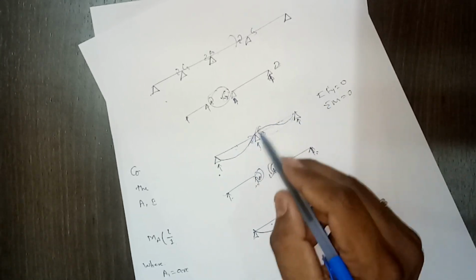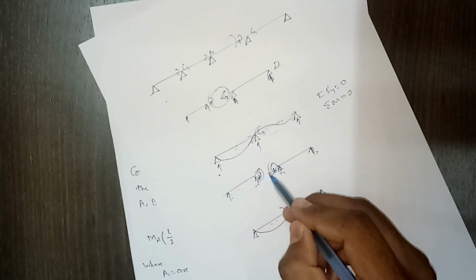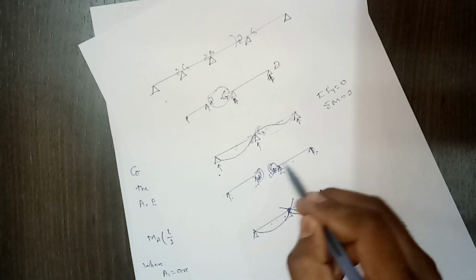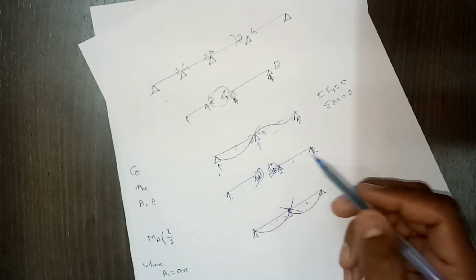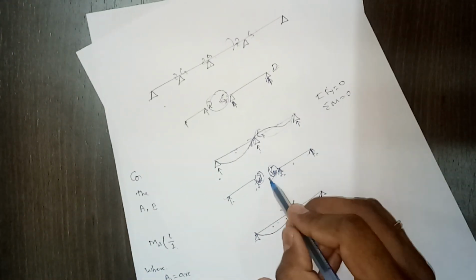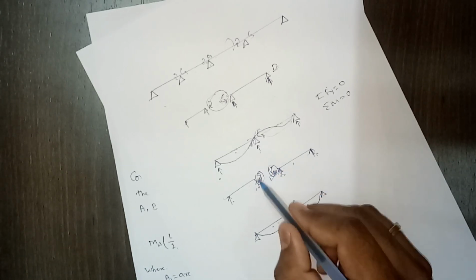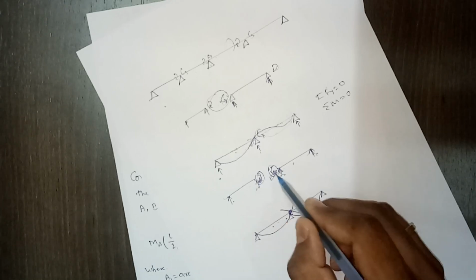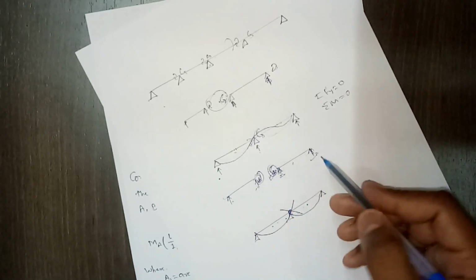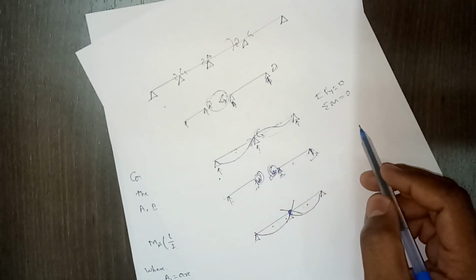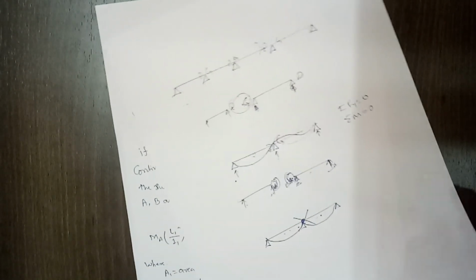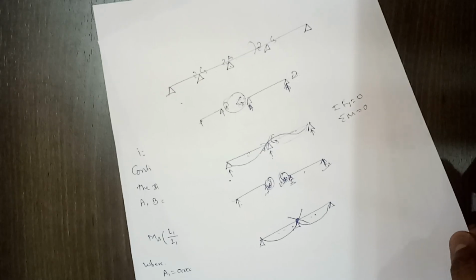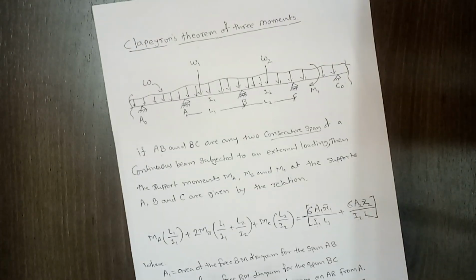But don't get confused with this. Just remember that there will be a moment that will get transferred from this span to this span and this span to this span, and that we are showing here. So the main target will be to calculate this moment. As I told, once we know this moment, easily we can calculate this reaction, and once you know the reaction, then the beam becomes determinate, or easily we can calculate the shear force and bending moment diagram, since beams are generally internally determinate.